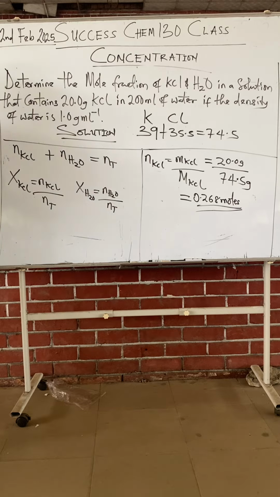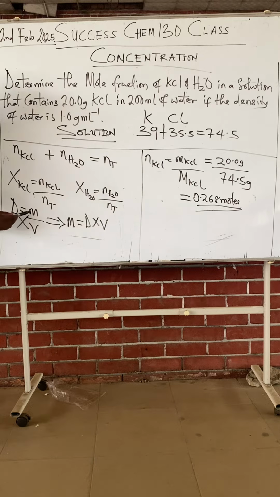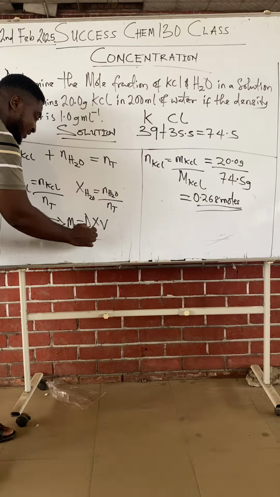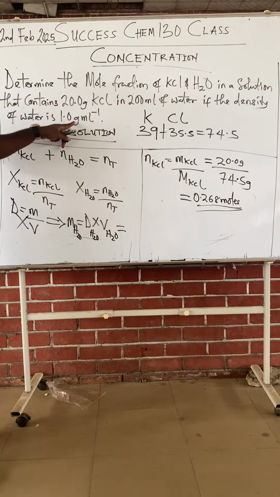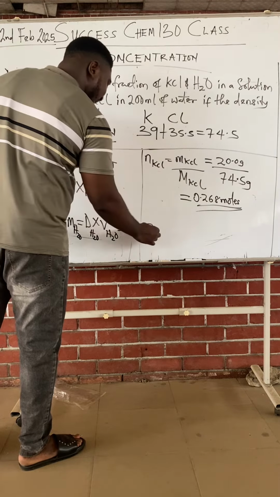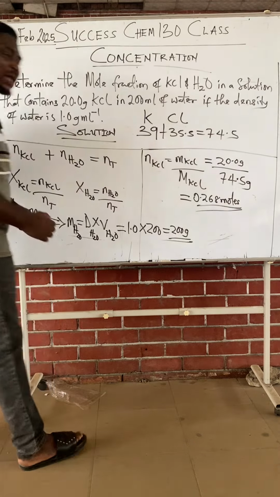Using these two, we recall that density is mass divided by volume. So if we cross multiply, what does this imply? It implies that mass equals density times volume. Follow carefully. Class, mass of water, H2O, is density of H2O times volume of H2O. Do we have the density of water? Yes, it is in the question, 1.0, multiplied by the volume, 200. So 1.0 times 200 gives you 200 grams. So we have gotten the mass of water.